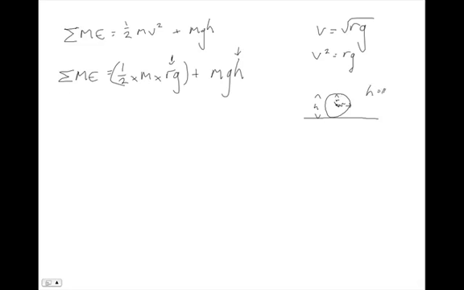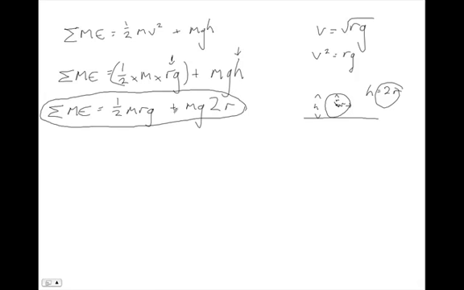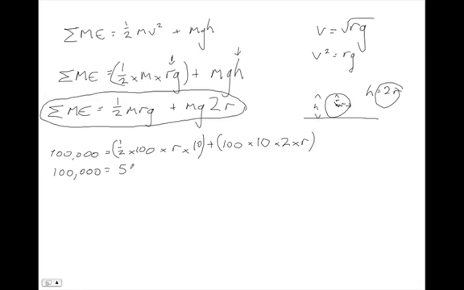Now that is the formula that you all need to use to determine the height or the radius of your vertical loop. So everyone starts with this formula here and substitutes in their own numbers. For example, for mine, 100,000 joules is equal to a half times the mass, which is 100, times the radius, which is our unknown, times g, which is 10. Plus, I'll put some brackets around this so I don't make mistakes, 100 times 10 times 2 times r.